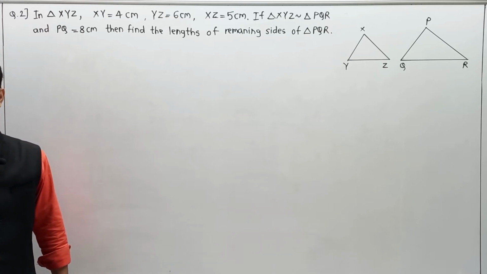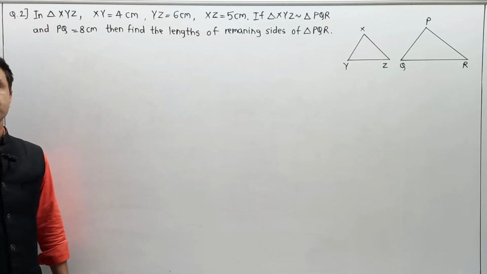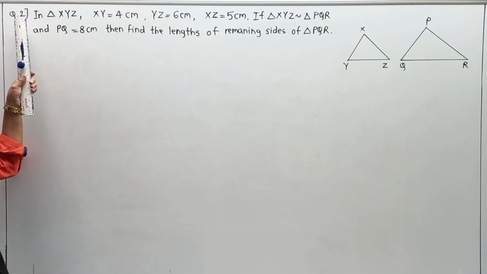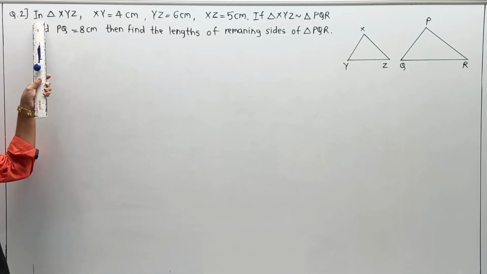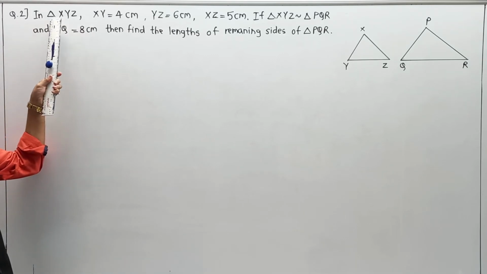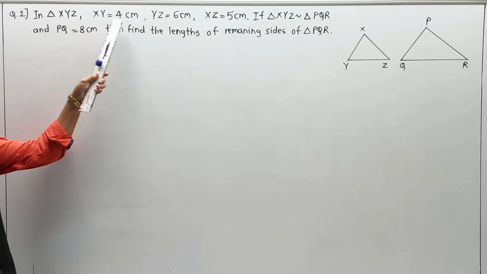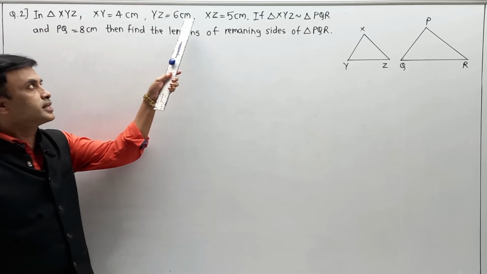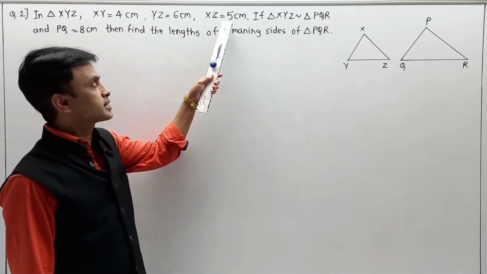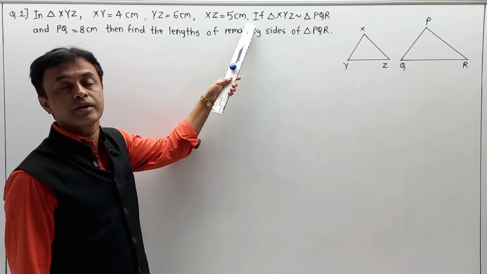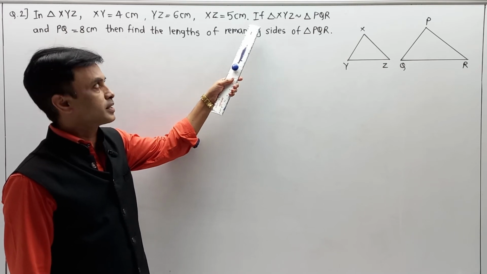Now students, moving to the part of exercise 3.5, question number 2. The question is, in triangle XYZ, XY is 4 cm, YZ is 6 cm, and XZ is 5 cm. Means they have given all the three sides of triangle XYZ.